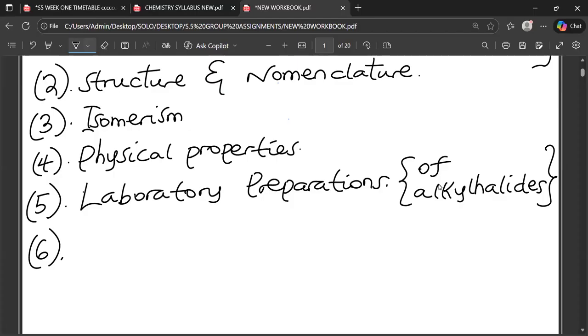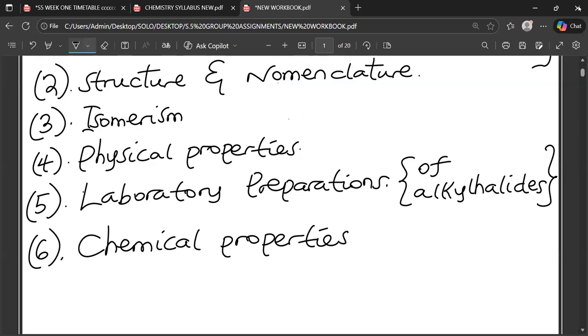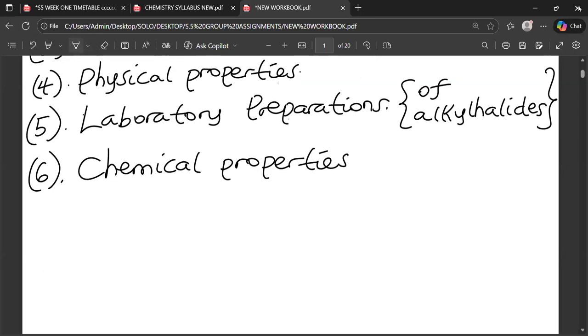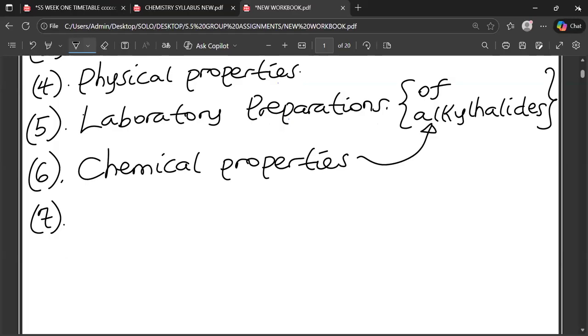Anyone who is telling me anything? Chemical properties, yes. After properties, what do we end with? After properties, what are those two things that come last? It would be chemical properties. Then, of course, chemical properties of alkyl halides. So at the end, this is where we always look at the application, or what people call uses.